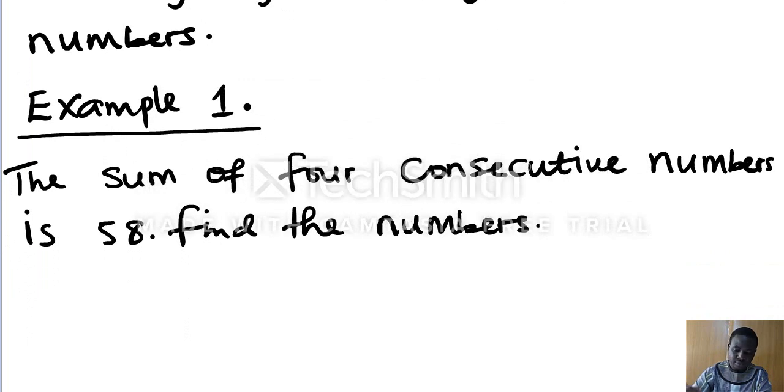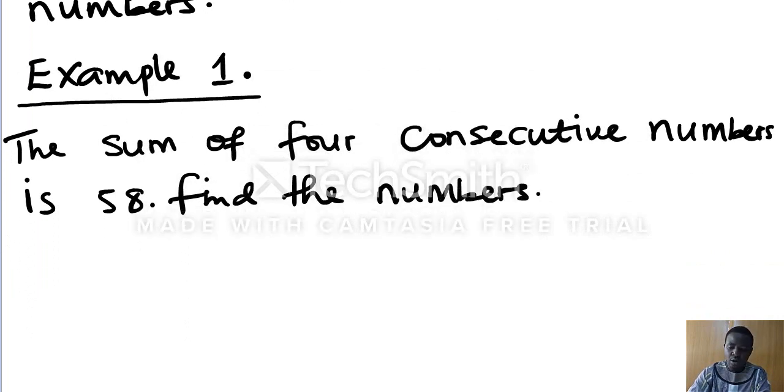Example 1 says the sum of 4 consecutive numbers is 58. That you should find the numbers. Now, the first step in solving such problems is for you to understand the problem. So you should first of all understand what they mean by consecutive numbers. And consecutive numbers, as we were taught, is what? Those numbers that are following themselves serially when it comes to numbering.